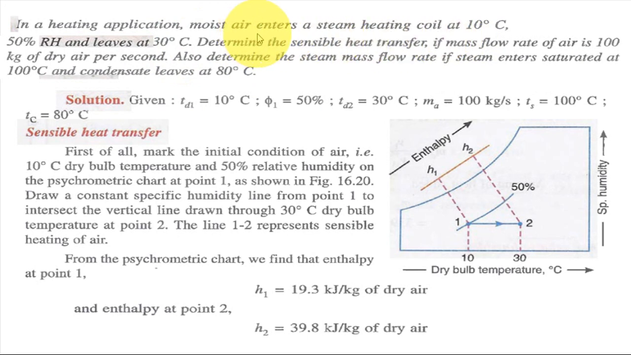So air enters at temperature 10 degrees Celsius with 50% relative humidity. I have marked point 1 at 10 degrees dry bulb temperature and 50% relative humidity. Now, it is a heating application and air leaves at 30 degrees Celsius. So the final temperature of air I have marked. It is a sensible heating process, at 30 degrees Celsius. Now I have noted H1, enthalpy at point 1, equal to 19.3 kilojoule per kg of dry air, and enthalpy at point 2, H2, equal to 39.8 kilojoule per kg of dry air.